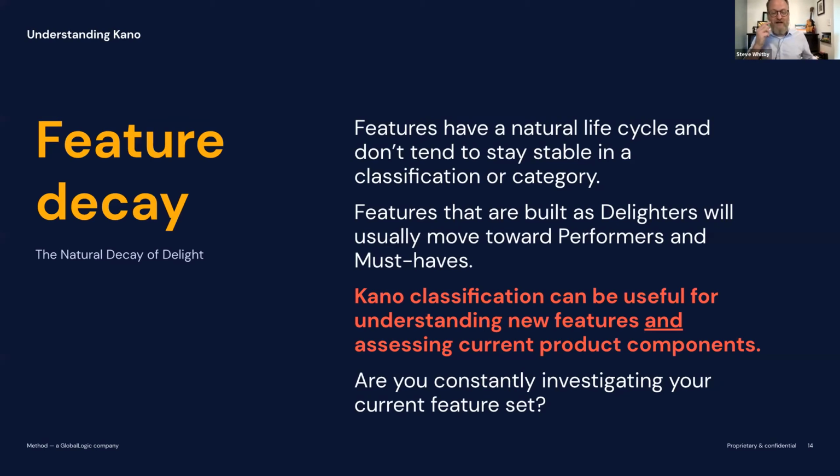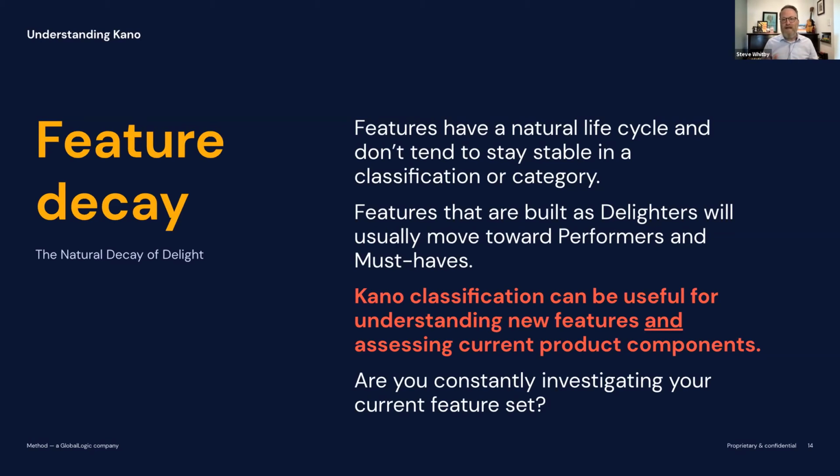I want to make a quick side trip to tell you that features don't stay in a category for very long. There's something called feature decay, which is things that start out as attractors or delighters will eventually decay into the other categories. An example being, when the iPhone came out, it was revolutionary to have a touch screen that you could scroll on your phone. This beautiful, amazing touchscreen where I could reveal apps and all these kind of things. Absolutely a delighter at the time.